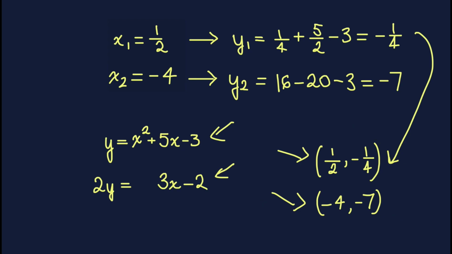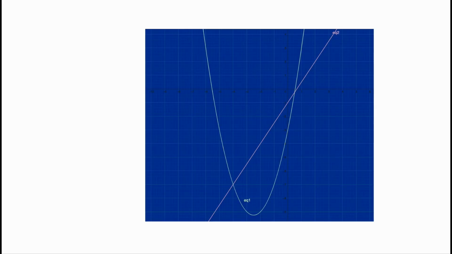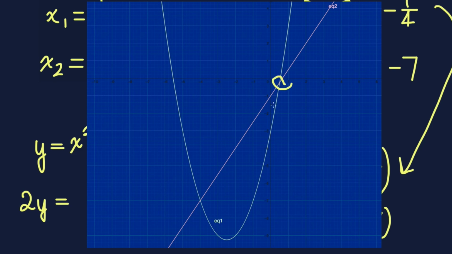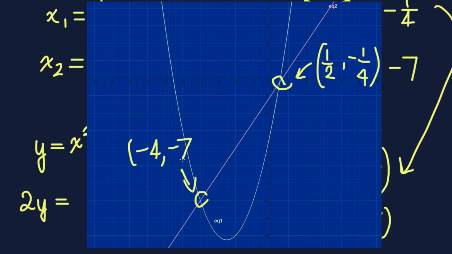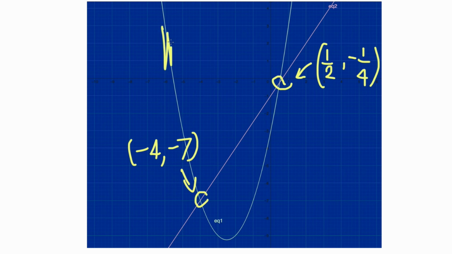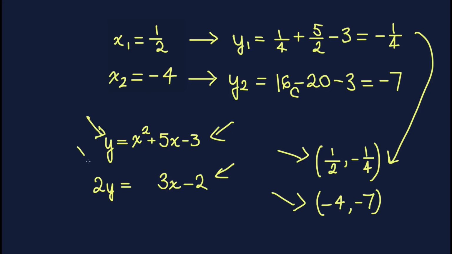If we bring a graphical representation, this is what we get. One intersection is here and the other here. This point here is 1/2 and -1/4. And this point is -4, -7. This line here represents the first equation, and this line here represents the second equation we had, equation 1 and equation 2.